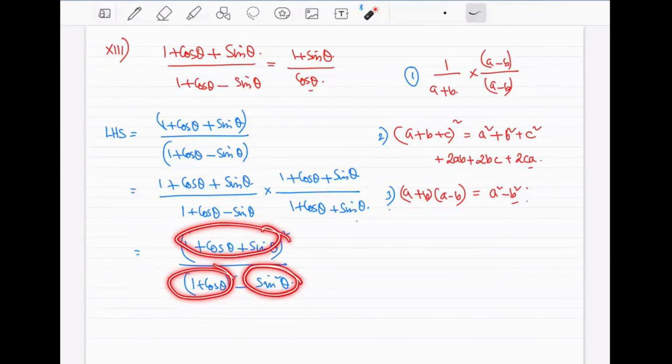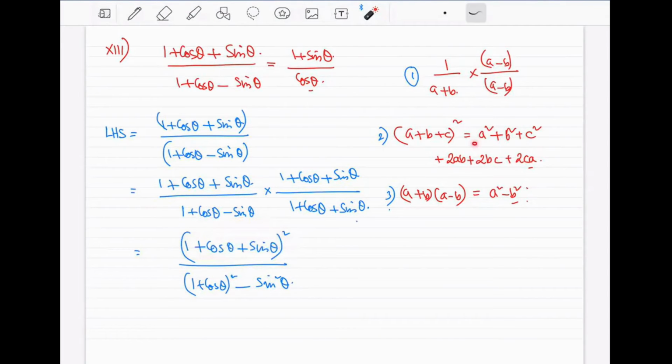Actually, we will keep the sine square theta as it is. You have to expand the numerator. For that, you have to use this formula, the formula number 2 that I'm writing on the side. So A square, B square, C square. Instead of A, we will have 1. Instead of B, we will have cos theta. Instead of C, we will have sine theta.